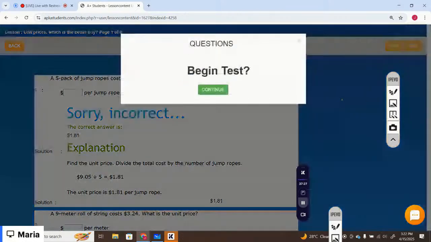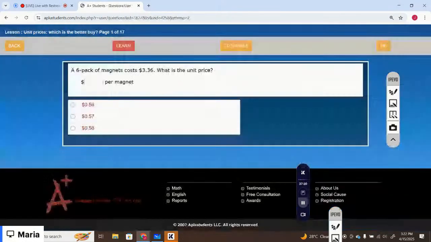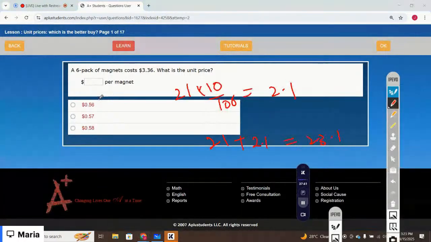Let's just start with the test questions. A 6 pack of magnets costs $3.36. What is the unit price? Unit price means you need to calculate the price of one magnet. So you need to divide.